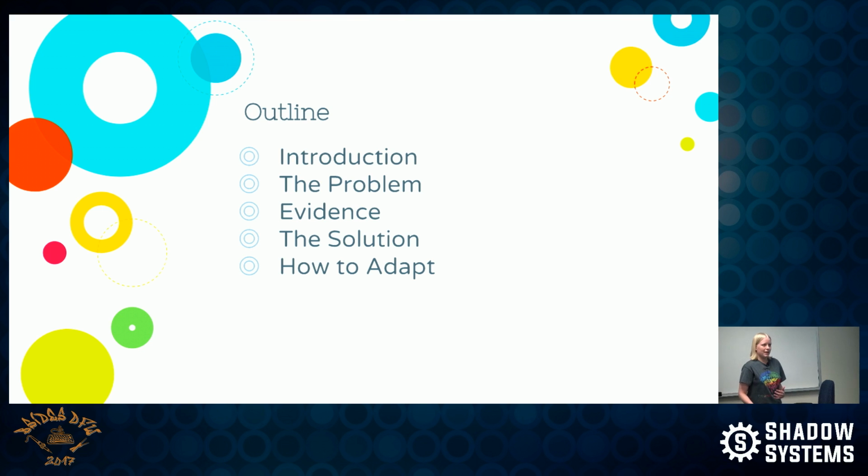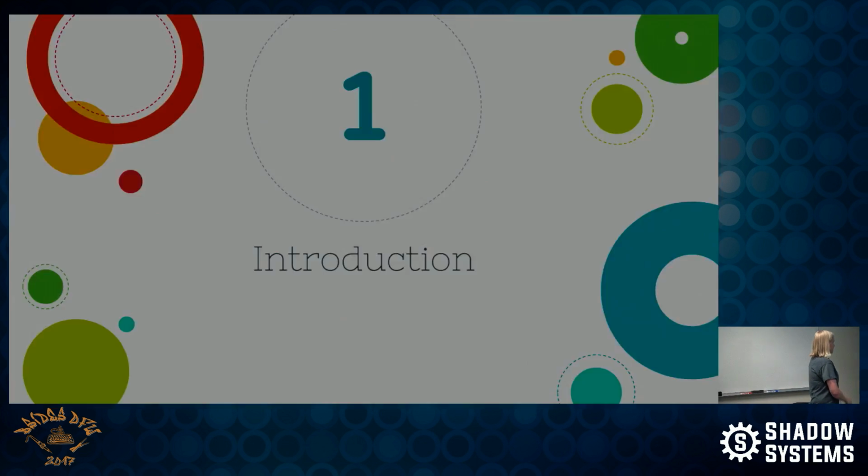So just to give a quick outline, what I want to do with this talk is a brief introduction, go into the problem, my problem statement of my talk, provide evidence of teams leveraging neurodiversity, how we can solve the problem, and how managers and coworkers can adapt to assist individuals with these conditions.